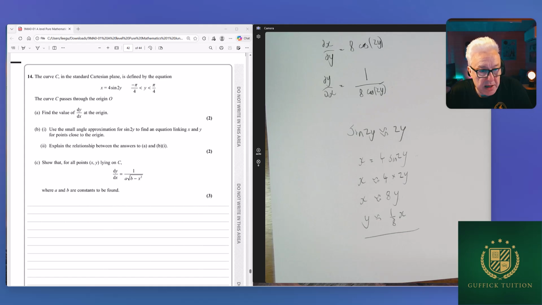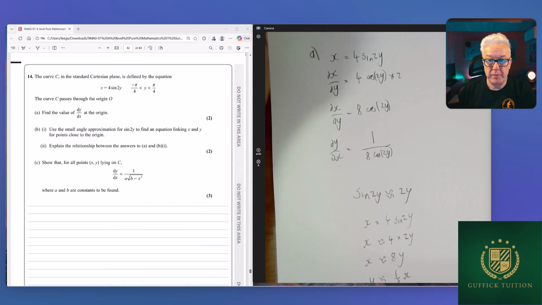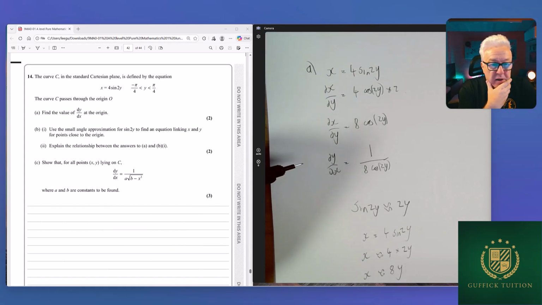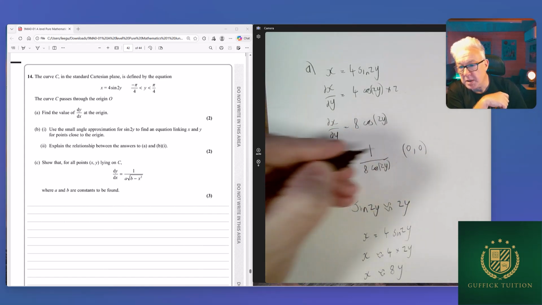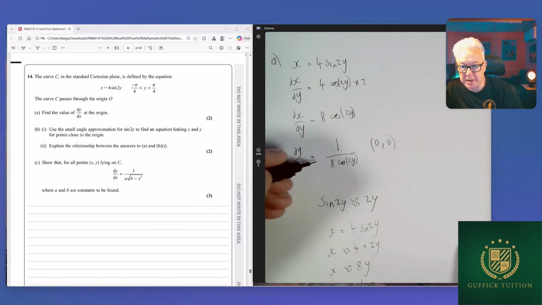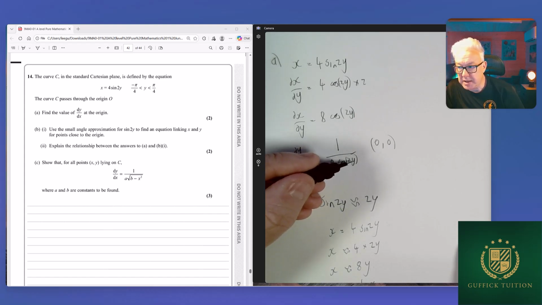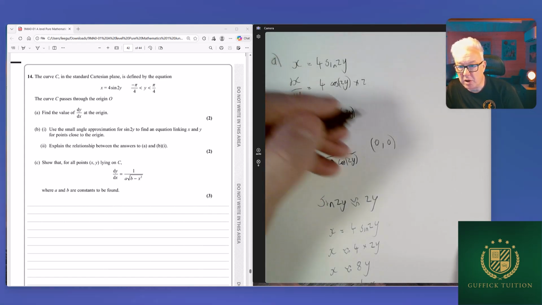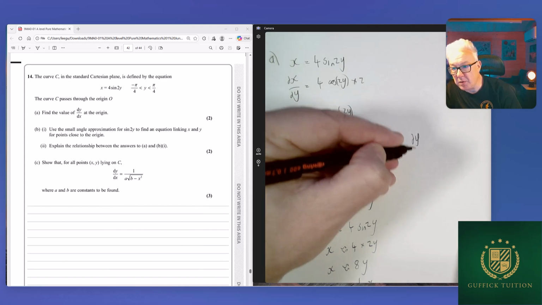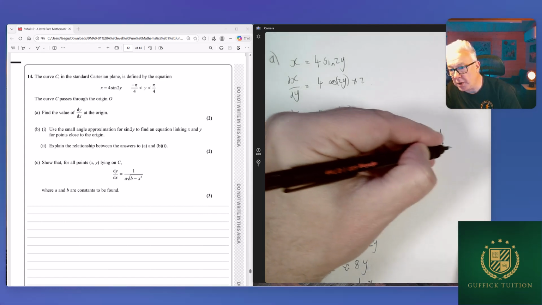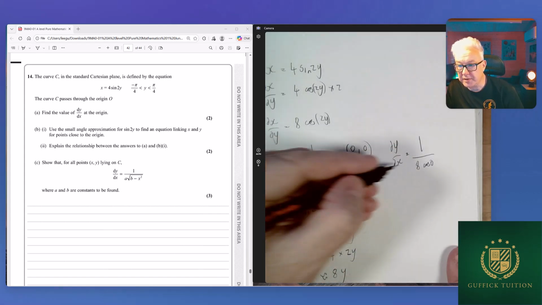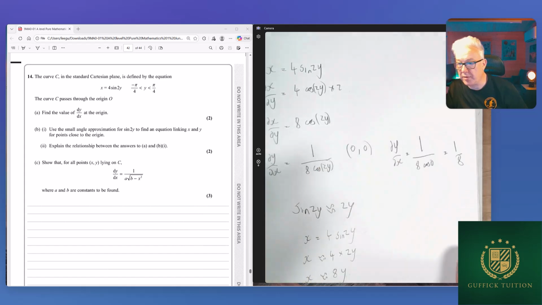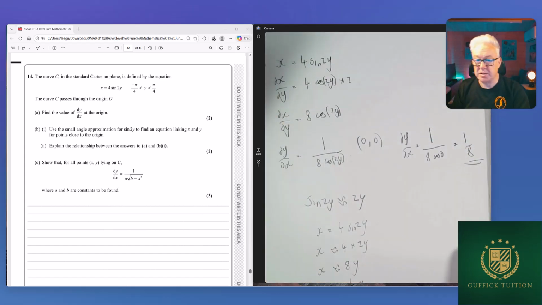Part 2 says explain the relationship between the answers to A and B. Actually, for part A, if we go back, it said find the value of dy by dx at the origin. The origin is the point 0, 0. So what we should have done is sub in the point 0, 0 here. When I sub in 0 for the y, we have cos of nothing. So at that point, dy by dx is 1 over 8 times the cosine of nothing. Cos of nothing is 1, so that's going to be 1/8. So that's our final answer to part A.